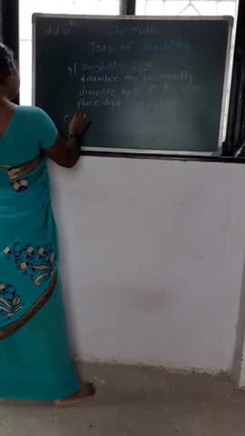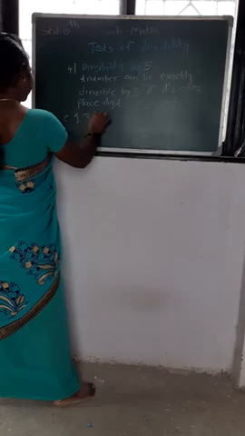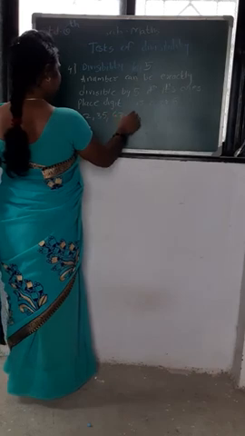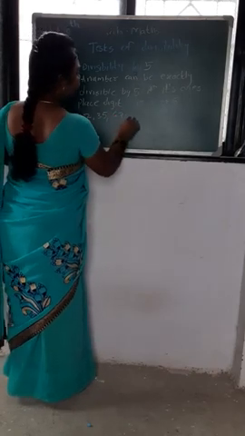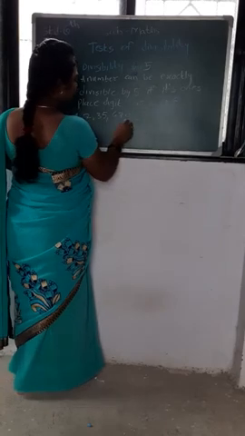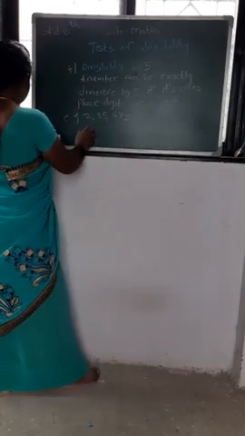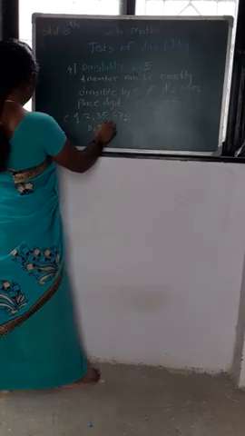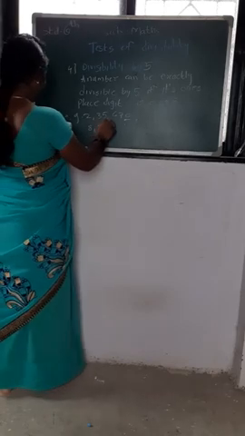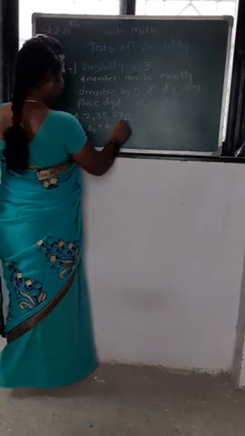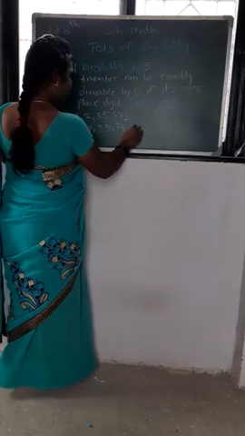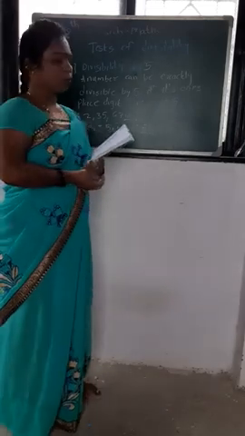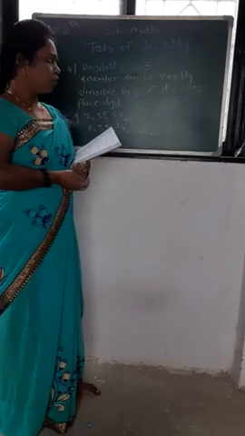For example, 2 crore 35 lakh 35,670. In this number, the ones place digit is 0, so it is divisible by 5. Second number is 8 crore 35 lakh 24,635. In this number, the ones place digit is 5, so it is divisible by 5.